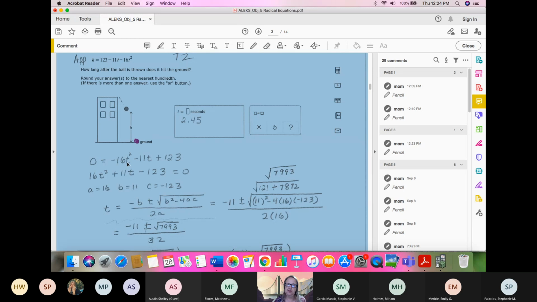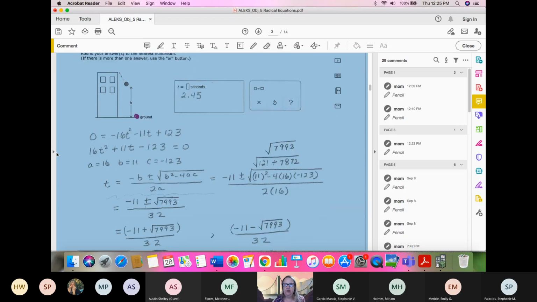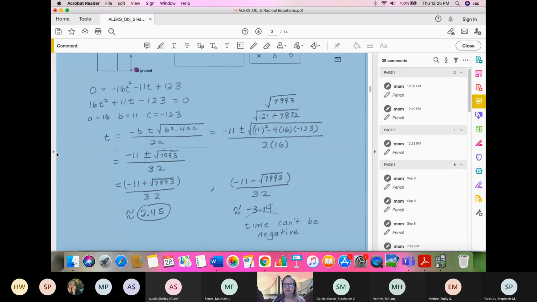So the opposite of negative 16t squared is positive 16t squared when it ends up on the other side. The opposite of negative 11t is positive 11t when it goes to the other side. The opposite of adding 123 is subtracting 123. And then, when we add 0 to both sides, we're going to get 0 on this side. So I just moved all these terms to this side. That'll make using the quadratic formula easier for you.